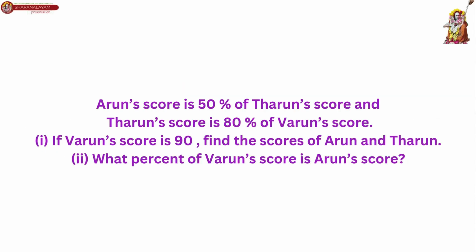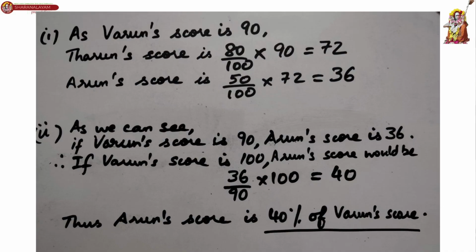Arun's score is 50% of Tarun's score and Tarun's score is 80% of Varun's score. The first question, if Varun's score is 90, find the scores of Arun and Tarun. Second, what percent of Varun's score is Arun's score? For the first question, as Varun's score is 90, Tarun's score will be 80% of that. So 80% of 90 is equal to 72. And Arun's score is 50% of Tarun's score, which means 50 by 100 into 72. That is equal to 36.